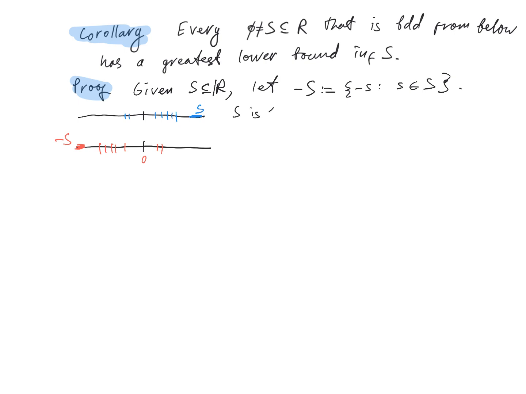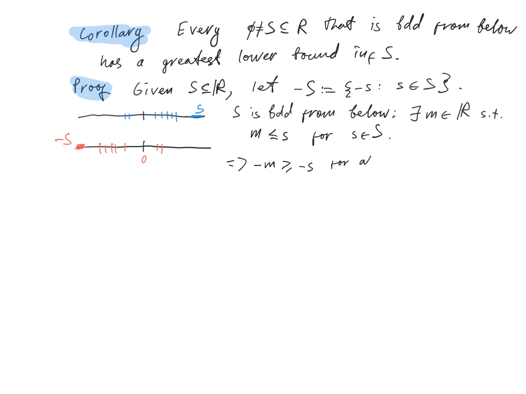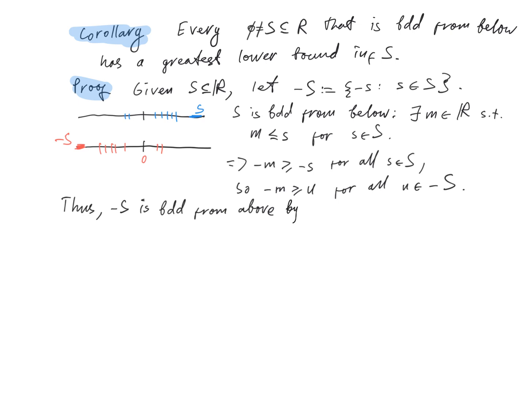By assumption, S is bounded from below. This means that there exists some real number m in R such that m is less or equal than s for all elements s of the set capital S. Multiplying both sides by -1, this implies that minus m is greater or equal than minus s for all s in S. In other words, we have that minus m is greater or equal than u for all u in the set minus S, by the definition of the set minus S. That is, minus S is bounded from above by minus m.